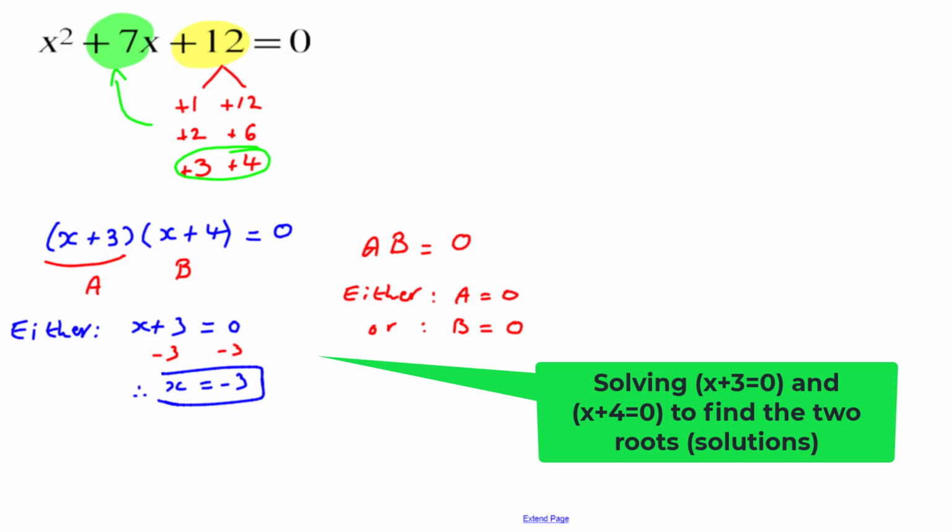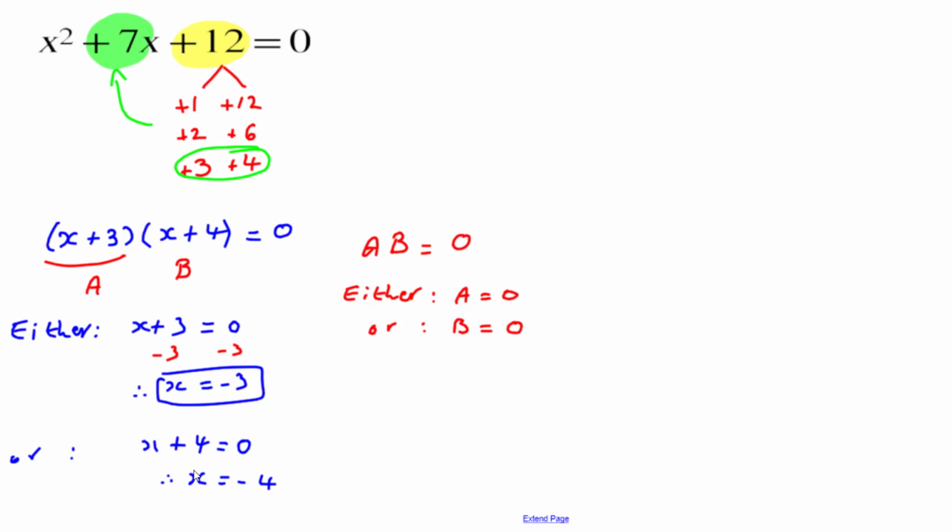Now, the other possibility, like we've seen before, is for the second factor to be equal to 0. So we have either x plus 3 equals 0 or x plus 4 equals 0. Again, solving a simple linear equation, minus 4 on both sides, gives us x equals minus 4, and that's the second root, or the second solution.